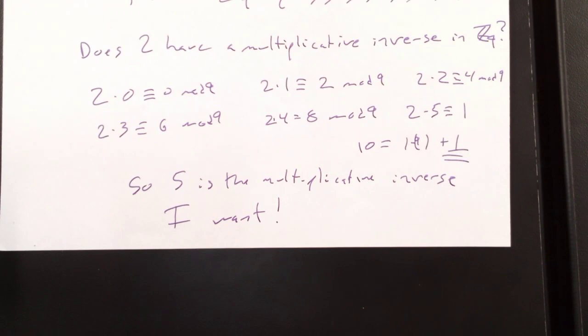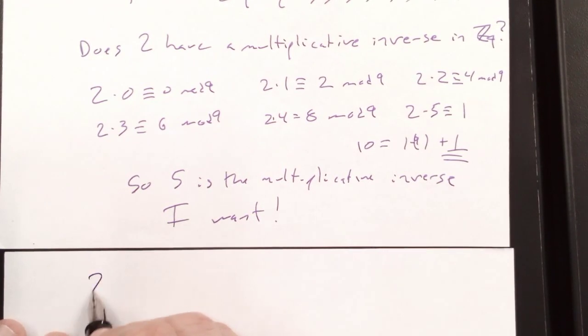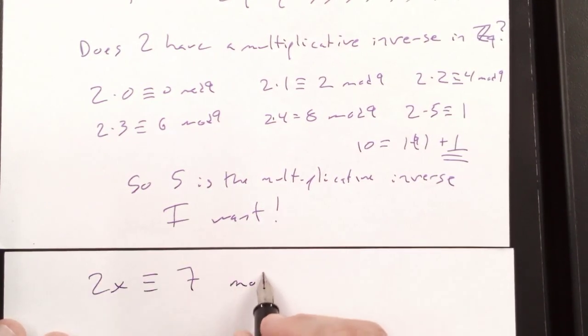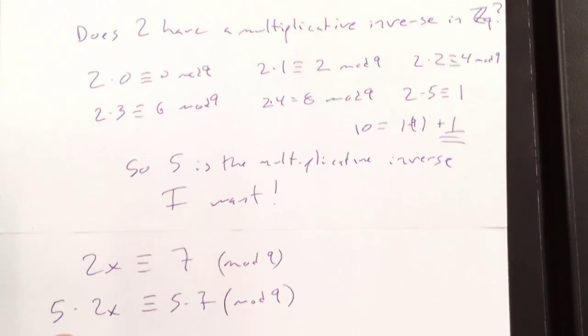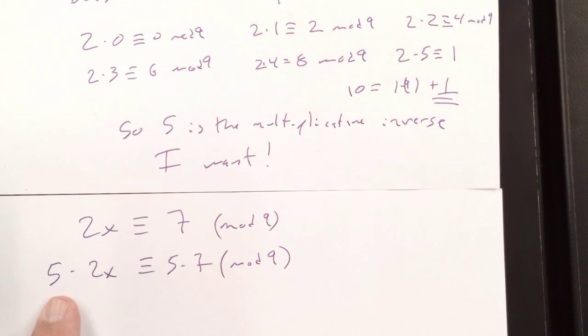Wait a minute. I was trying to solve 2x congruent to 7. Right? And we just determined that multiplying on the left by 5 will cancel out that 2. If I multiply on the left by 5, what do I have to do on the right? But you just told me on this side, I'm going to get a 1, because 5 times 2 mod 9 is 1.